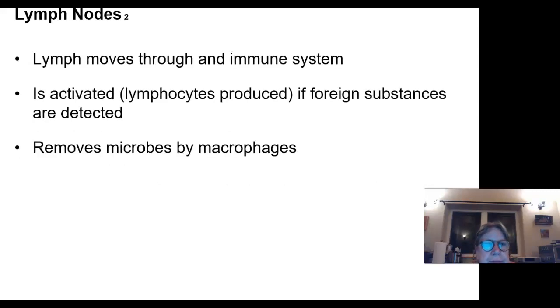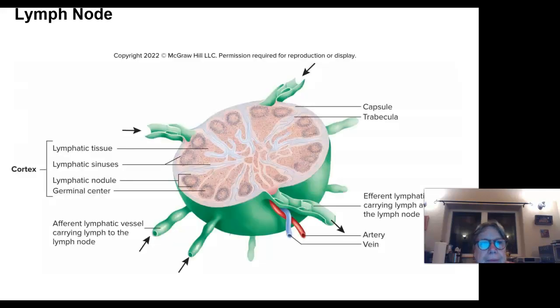Lymph nodes move through the whole immune system all over the place. As activated, lymphocytes are produced if foreign substances are detected, and microbes are removed by macrophages. So they remove bacteria through phagocytosis. And here's a little picture.